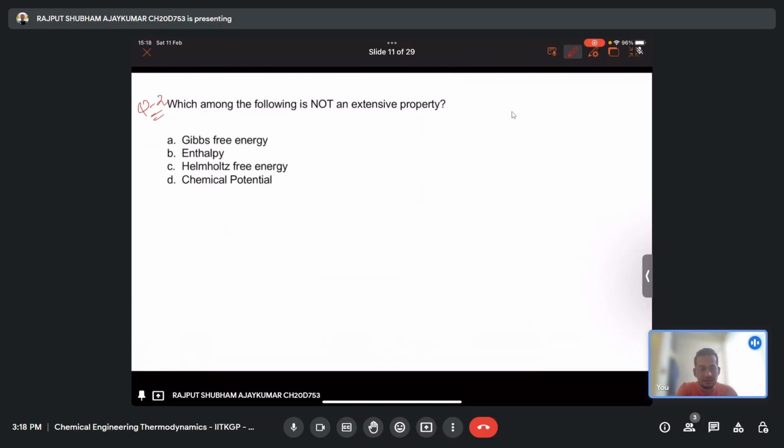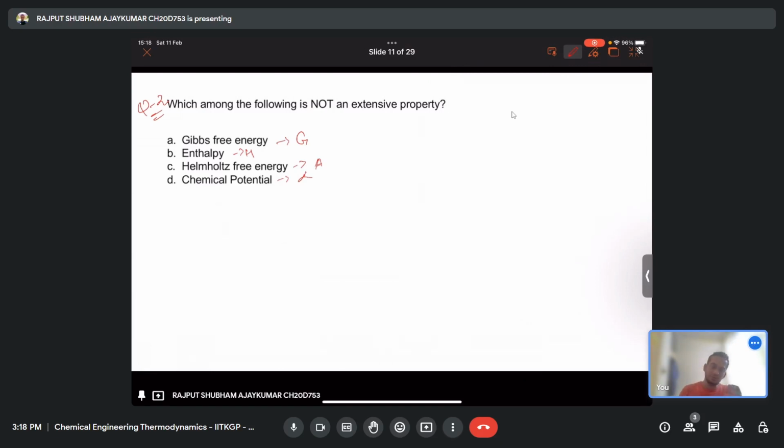So like I said, what is Gibbs free energy, enthalpy, Helmholtz free energy, and chemical potential? They have different symbols: enthalpy, H, Helmholtz free energy, A, and chemical potential, alpha, whatever you can define. Now out of all this we can say which is not an extensive property, because the chemical potential is one of the things.